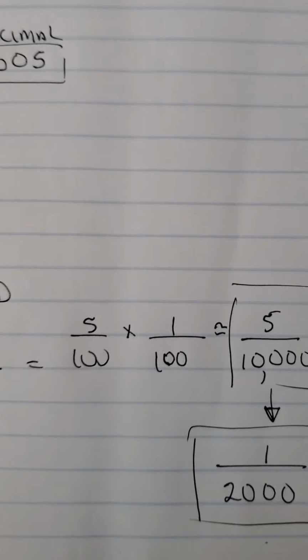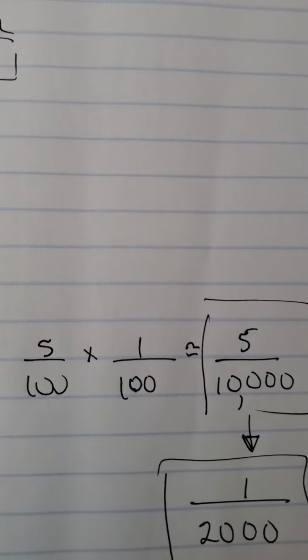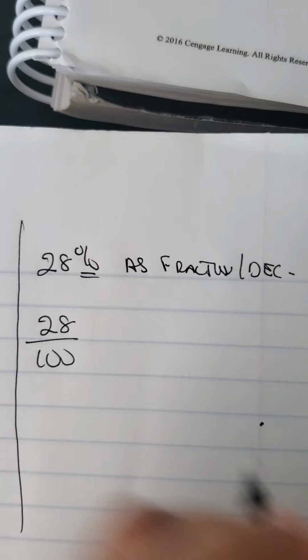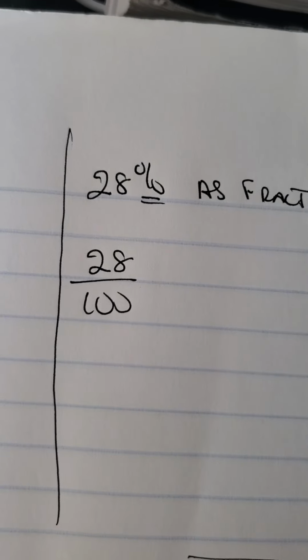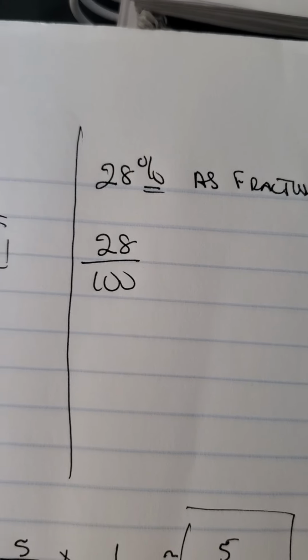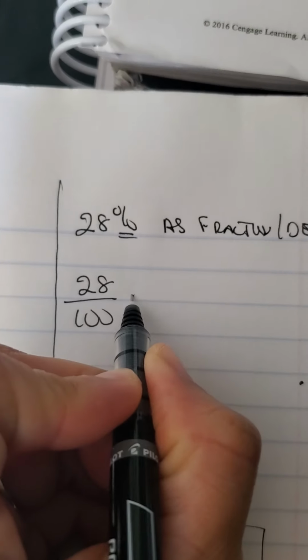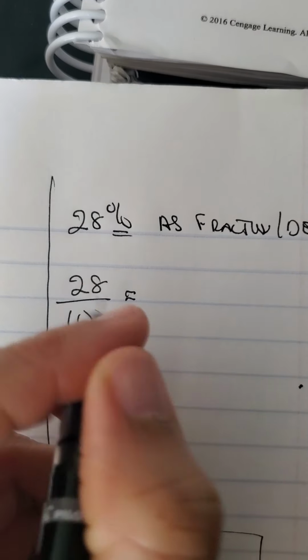All right, let's try another one. Let's see what we have. Let's take a look at: write 28% as a fraction and decimal. All right, so here we go. That's 28 over 100 because of the percent symbol. So we could decide to either convert this into a decimal right away or a fraction first, whichever, or both, it doesn't matter. Here we could probably do this as a fraction.